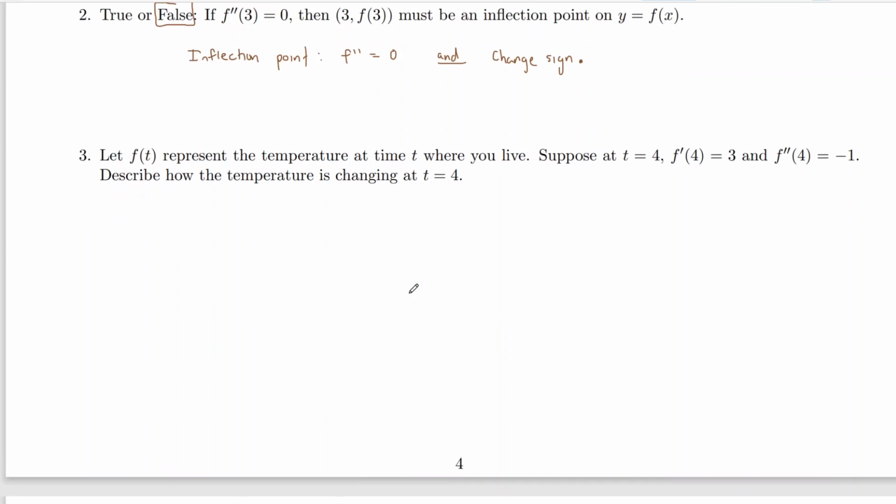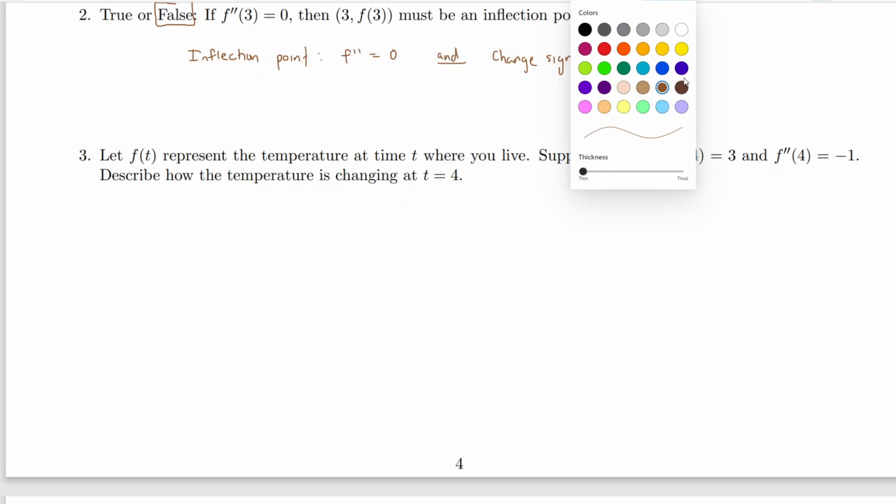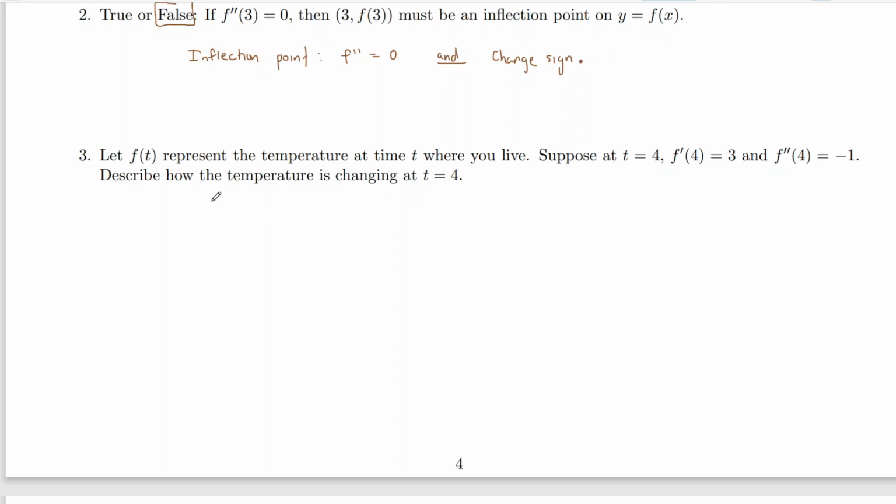All right, so the last one is related more so to a type of word problem. It says, let f of t represent the temperature at a time t where you live. Suppose at t equals 4. Now, one thing is that it doesn't matter what t means. It could be days, hours, minutes, whatever. It's not really important to this problem. And at t equals 4, you have the derivative at 4 is 3, and the second derivative is -1. Describe how the temperature is changing at t equals 4.